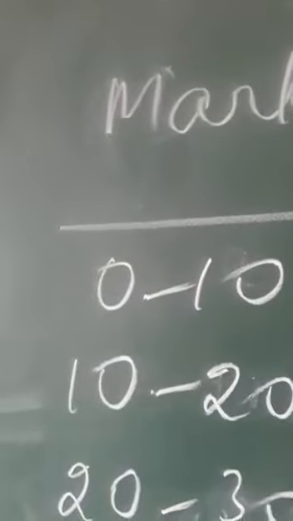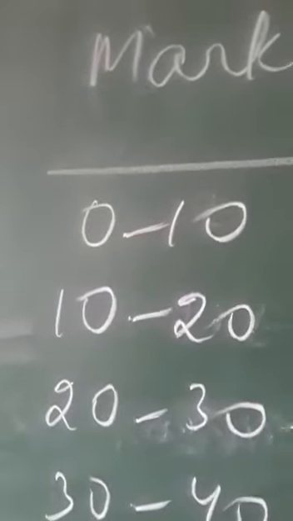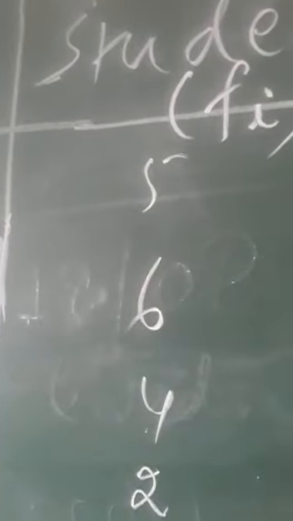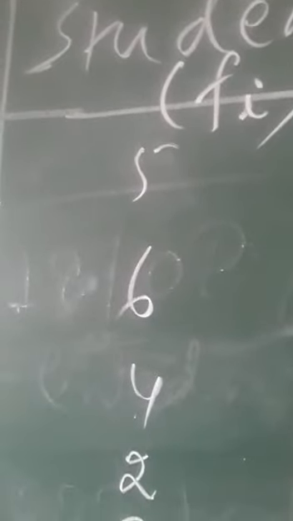In the group of 10 to 20, we have 6 students. It is the frequency of the group 10 to 20. The next group is 20 to 30, and its corresponding number of students, placed in the marks between 20 and 30, is 4.